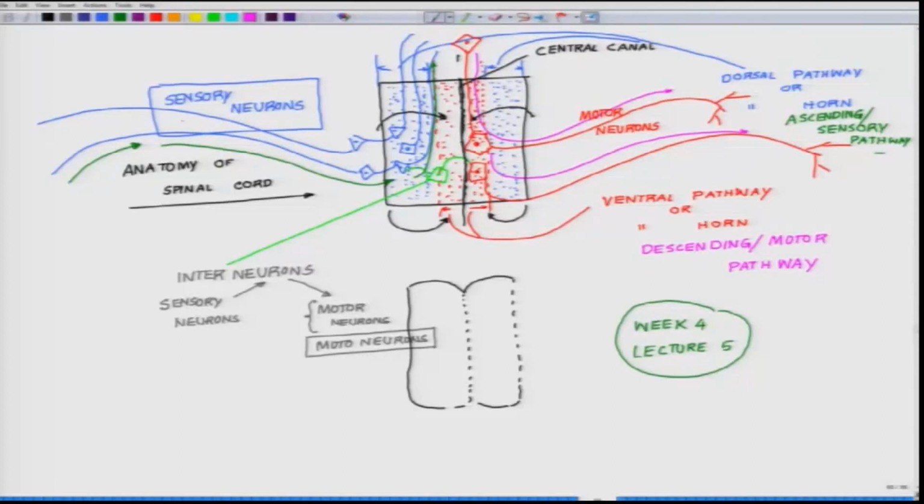appreciate these terminologies: dorsal pathway, dorsal horn, ascending pathway and sensory pathway. These all fall under the same category, whereas ventral pathway, ventral horn, descending or motor pathway, they all fall under the same line. Okay.